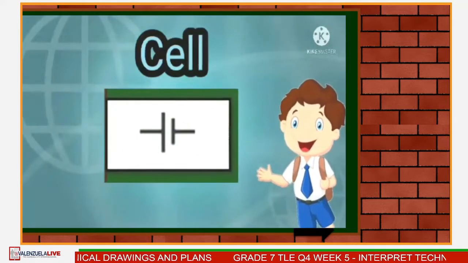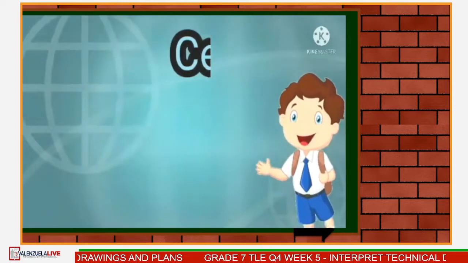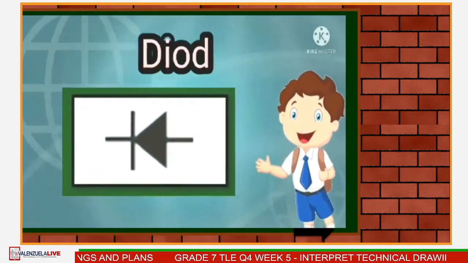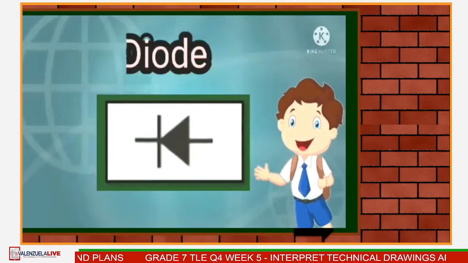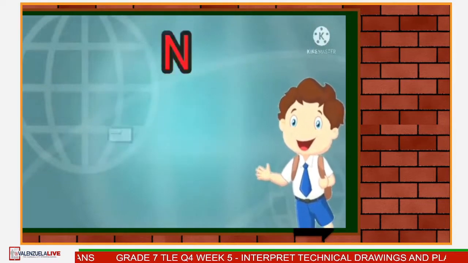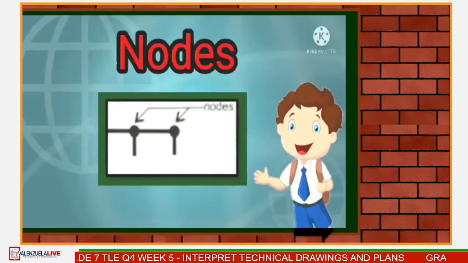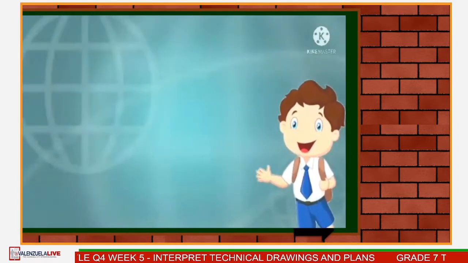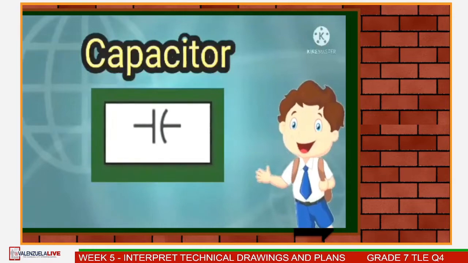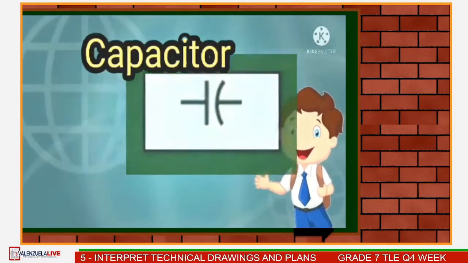Cell, starts electric current. Diode, allows current to flow in one direction. Nodes, a point at which two or more elements are joined together. Capacitor, it is used to store electric charge.